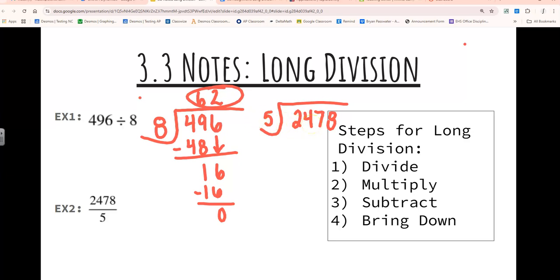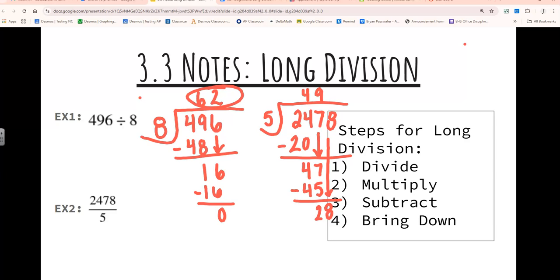How many times? 4. 4 times 5 is 20. We subtract. We get 4. We bring down that 7. How many times does 5 go into 47? More than 6. 9. So 9 times 5 is going to give us 45. We subtract. We get this 2. Bring down. Got 28.